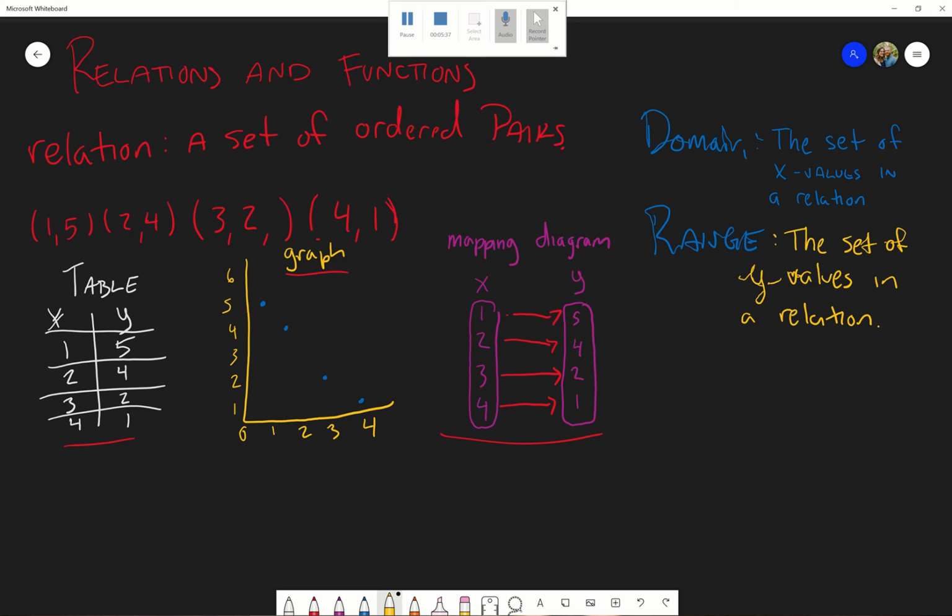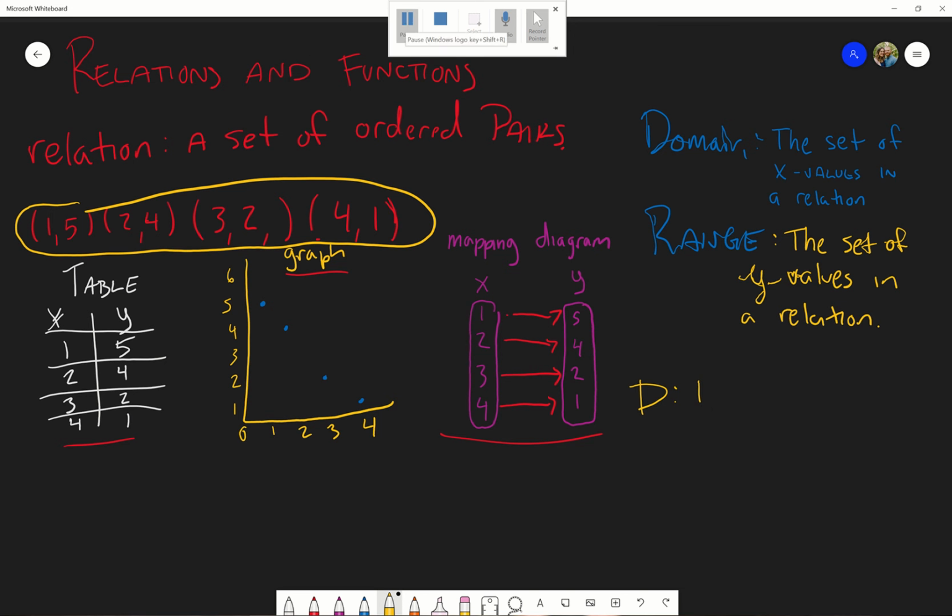So if I were to say, all right, what's the domain of this relation that I had over here? What's the domain of my relation? Well, the domain would be 1, 2, 3, and 4. And the range would be 5, 4, 2, 1.